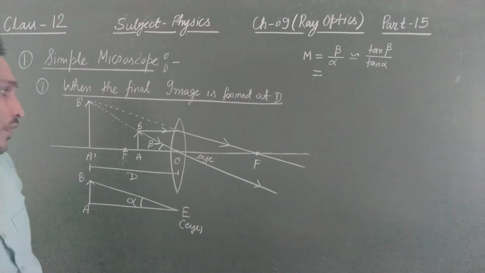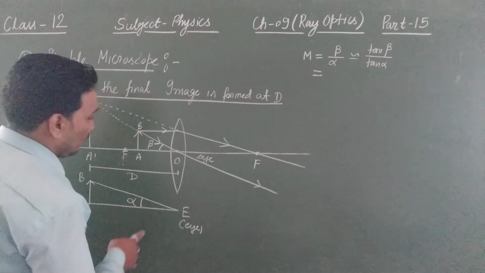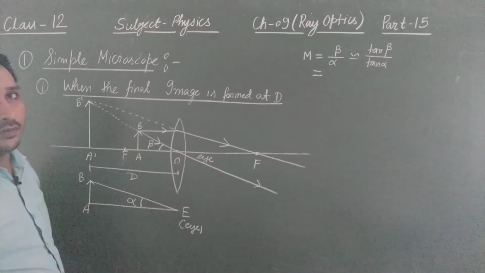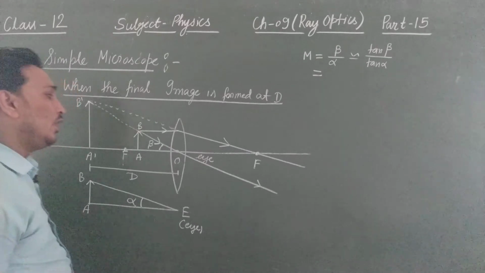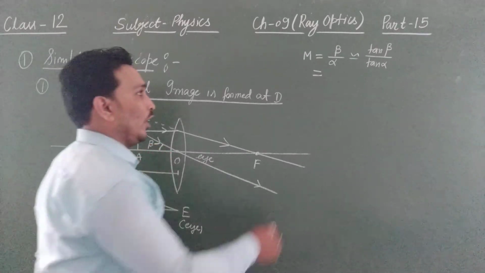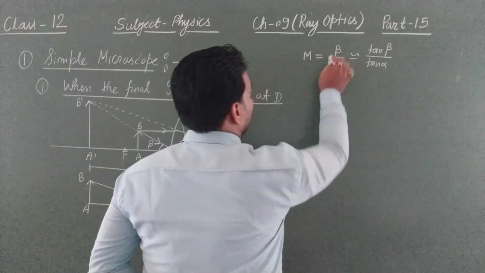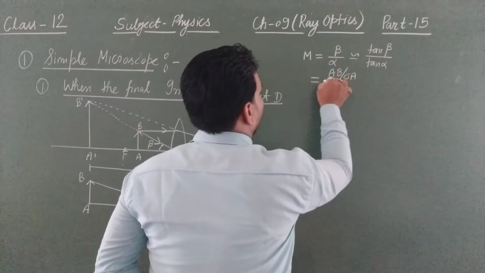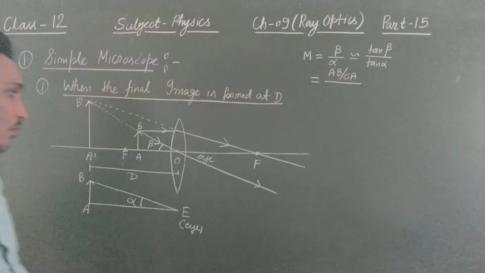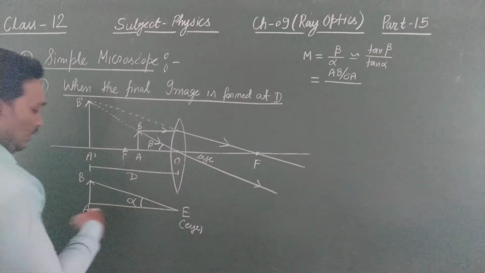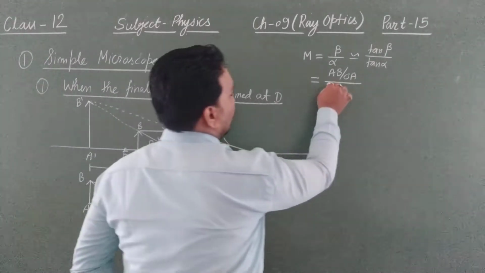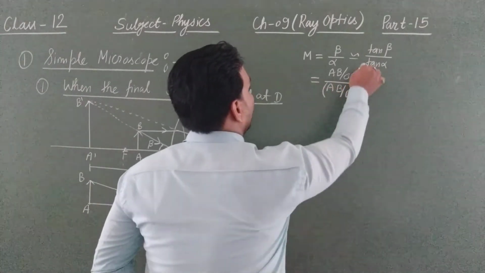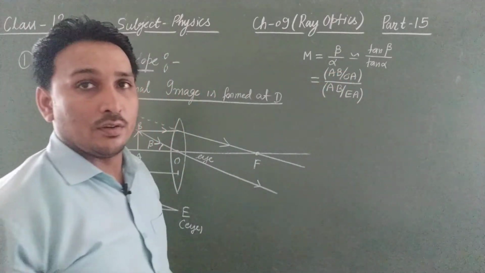Now tan beta. If you see this diagram, tan beta is there in two triangles. One is ABO, another one is A dash B dash O. You can take whichever triangle you like. From both triangles it can be proved. I am taking the smaller one, AB upon OA. So tan beta will be equal to AB upon OA, whereas tan alpha is equal to AB upon EA. Now let us put the values.